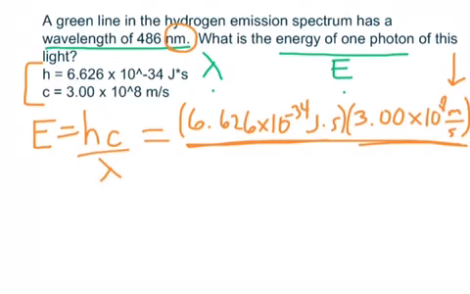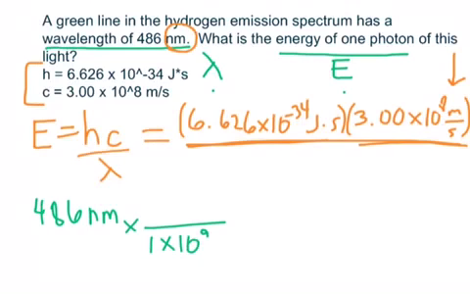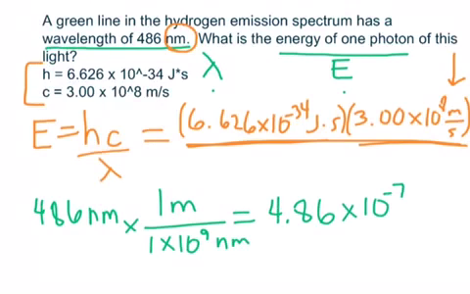So here's what that looks like. I'm going to write down my 486 nanometers. I'm going to remember that every 1 times 10 to the 9th nanometers, which are very tiny, make up 1 meter. And so when I multiply that, I get 4.86 times 10 to the negative 7th meters, which plugs right in here as the denominator.